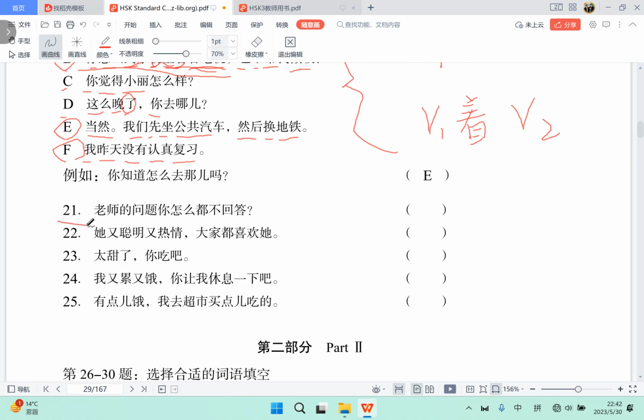Okay, we check the questions. 21. 老师的问题你怎么都不回答? Okay, we say this sentence again. So 老师的问题 here is the topic. Then comes the full sentence.